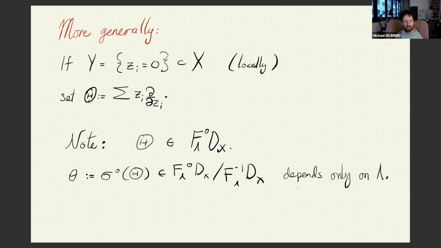So, okay, we have this vector field. Again, it involves some choices. We have to pick some local coordinates here, and it definitely depends on those choices. But it is an element of the 0th step of our lambda filtration. So its image in the associated graded of the lambda filtration just depends on lambda. So it's a sign that we can use this to define some global object.